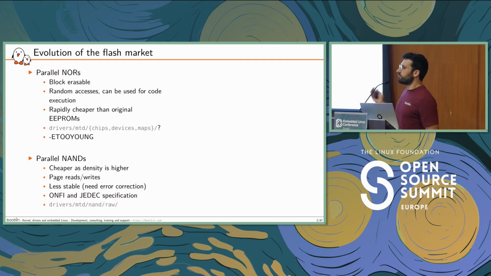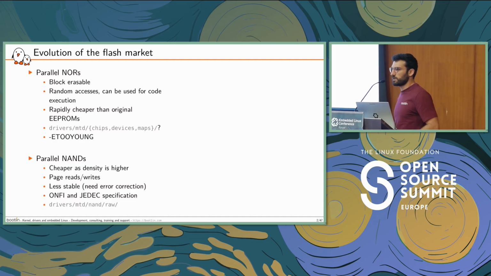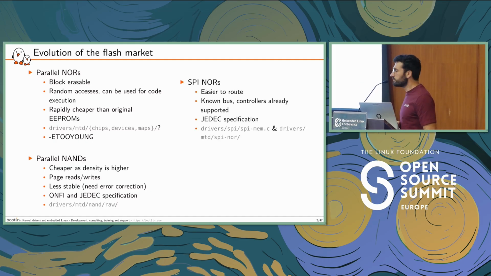We have a real subsystem for that, the MTD raw NAND. That's where the core is, to handle in a generic way all the specificities of the raw NAND chip. The raw folder was created quite recently. I mean, Linux has been there for 30 years, and this subsystem for a few years.